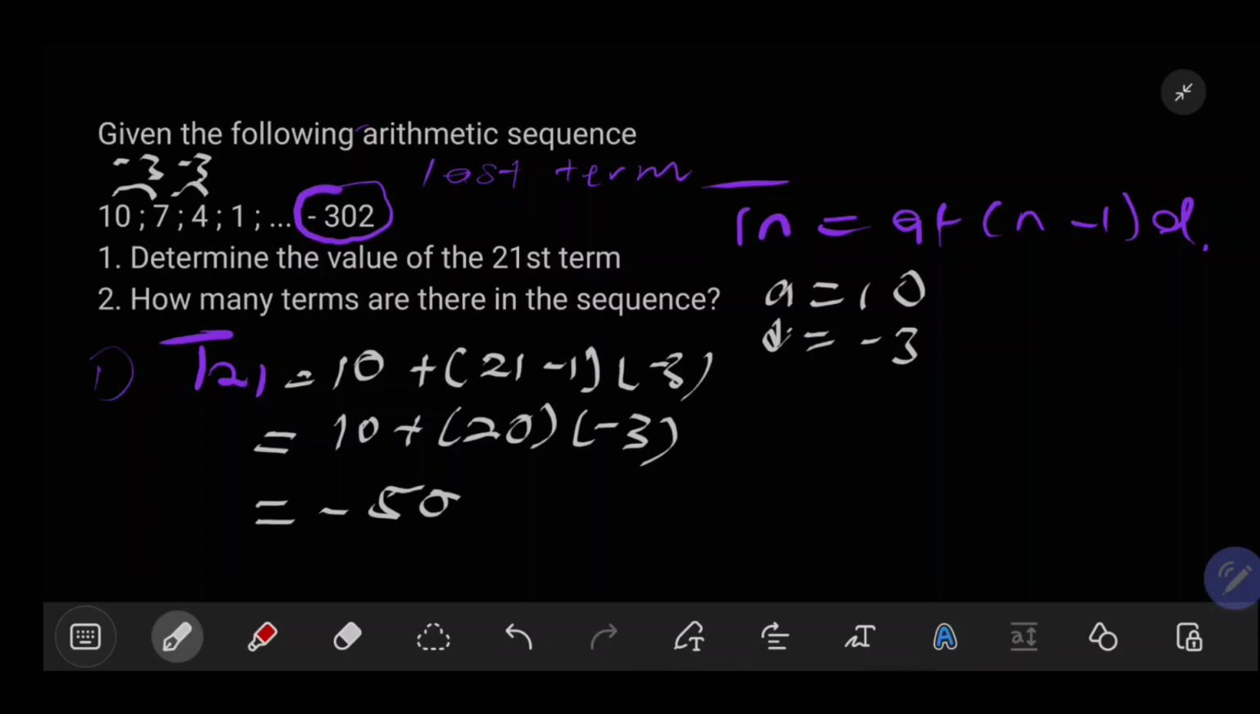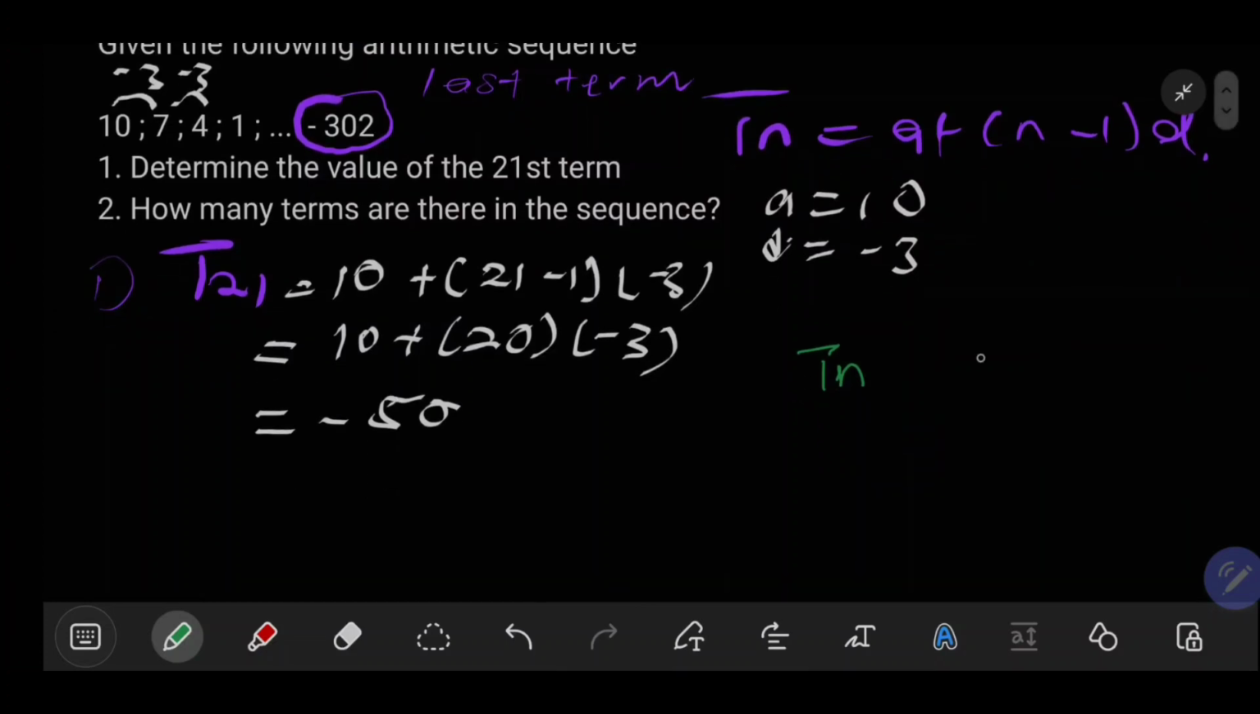The second question says, how many terms are there in the sequence? Remember, we know the value of the last term. If we know the value of the last term, we can calculate its position. Remember, the value is Tn, so in this case our Tn will be equal to negative 302.